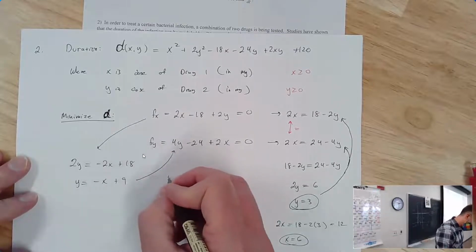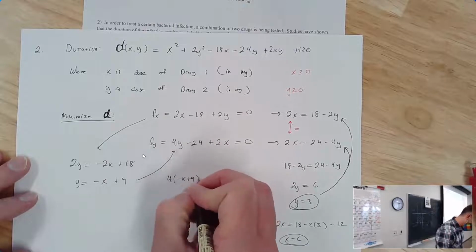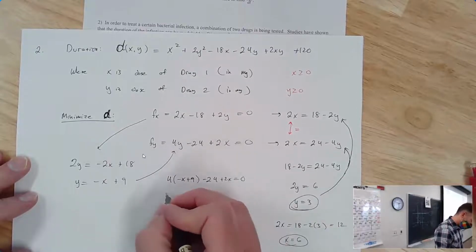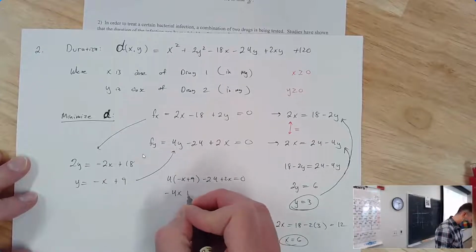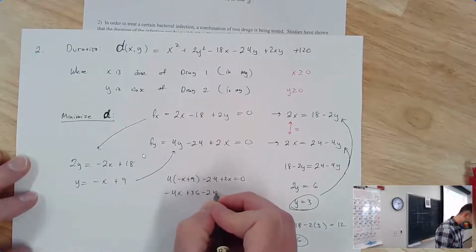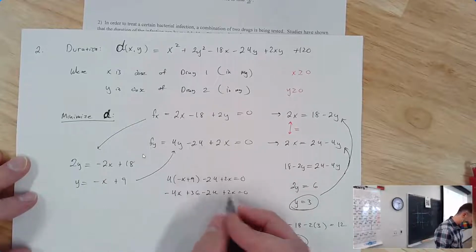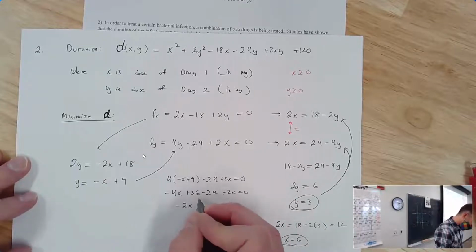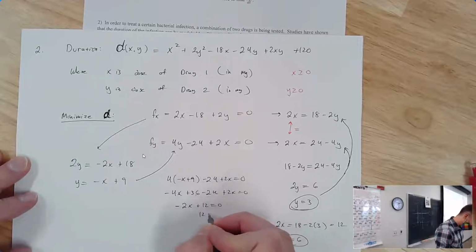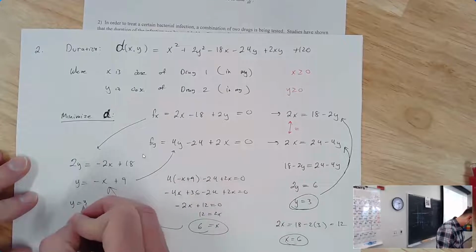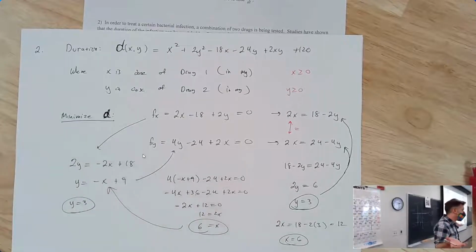So then I'm going to have 4 times negative x plus 9 minus 24 plus 2x equal to 0. So negative 4x plus 36 minus 24 plus 2x equals 0. That's a negative 4x plus a 2x, so a negative 2x. 36 minus 24 is 12. So 12 equals 2x, so x equals 6. If x equals 6, y equals 3. Same thing either way, whichever way is more comfortable.